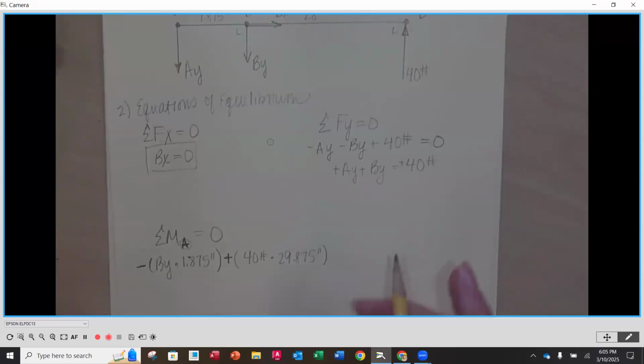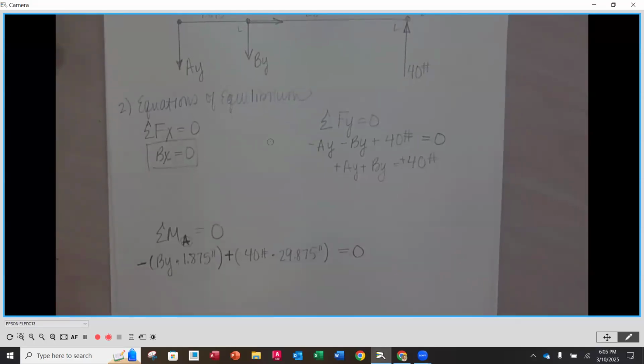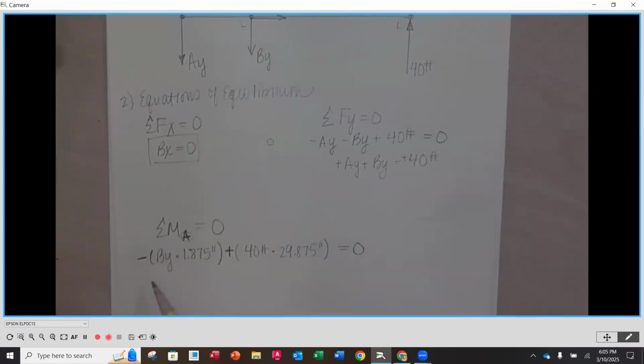So now we can set our moments equal to 0. Again, I always look for this. Even if your answers look good, I don't just look at the final answer. I look at how you set it up. And this is something that you have to have there. Okay, so now as I look, I just have one unknown. So what you'll do here is you'll solve for BY.